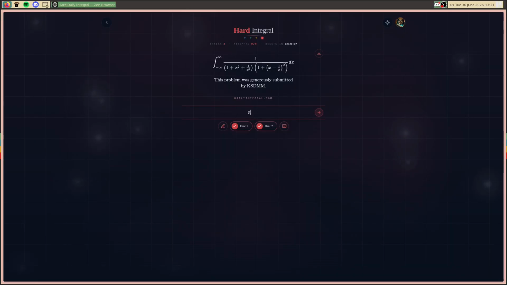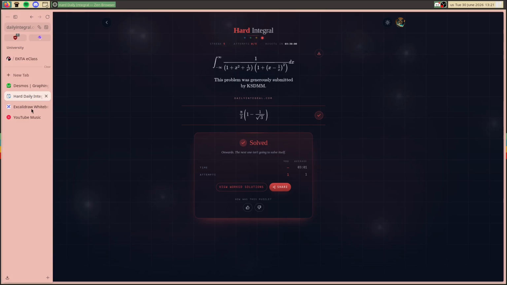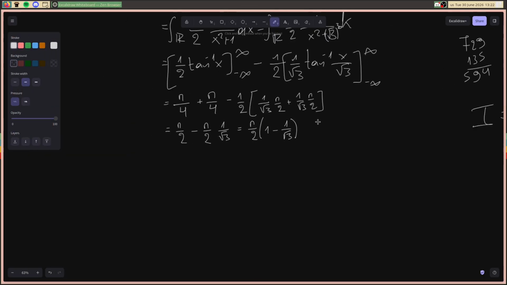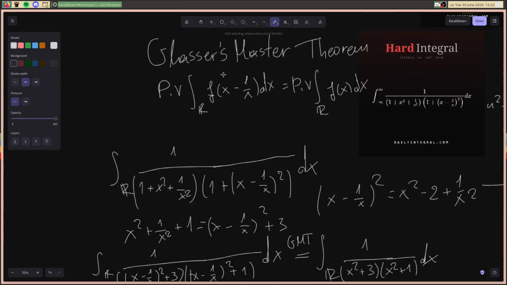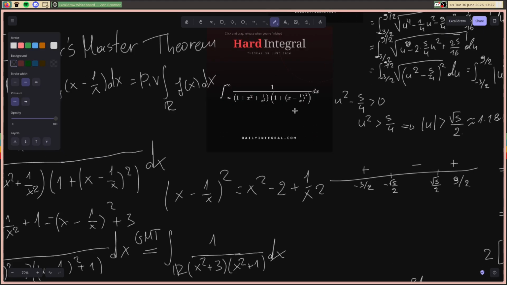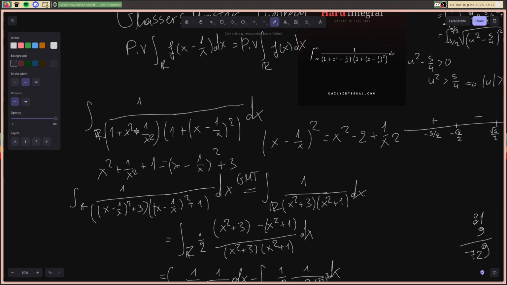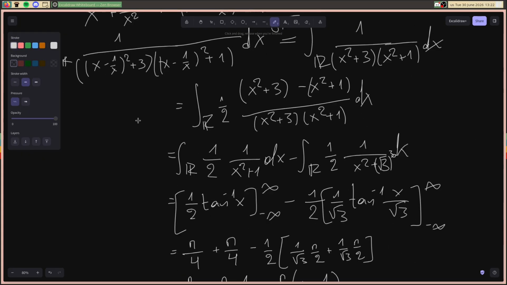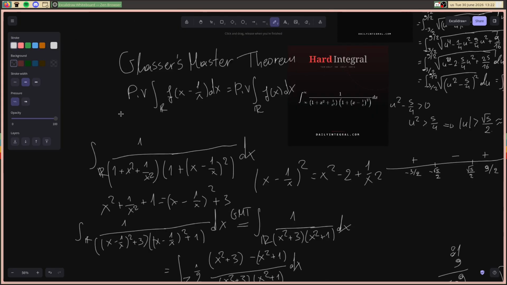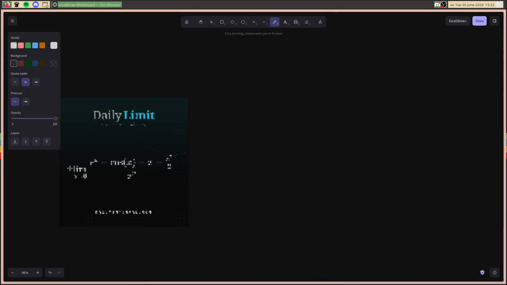And let's check our answer. And it's correct. This was a relatively easy hard integral, provided that you knew Glasser's master theorem. Otherwise, you just have to go and do partial fractions like twice on this and evaluate using principal value semantics to make sure that some things cancel out. But it can be computed without the theorem. But with the theorem, it's a very short calculation.